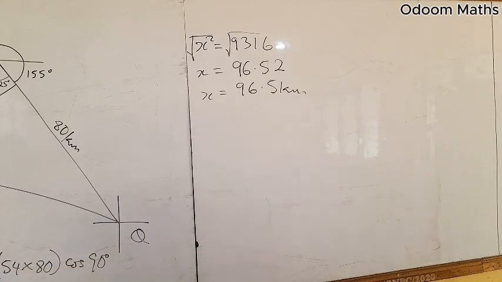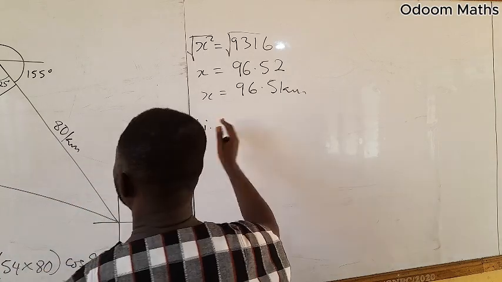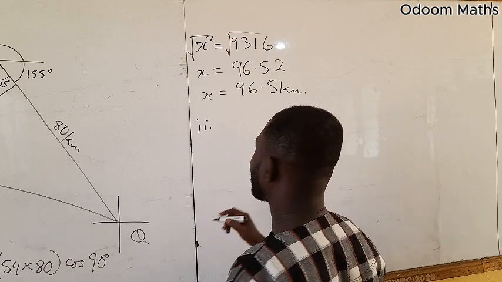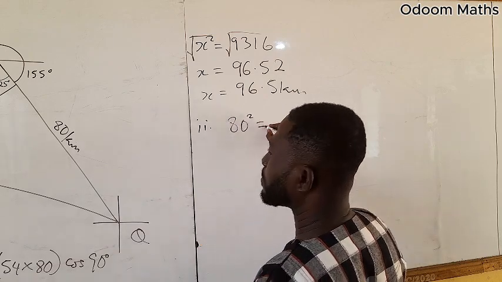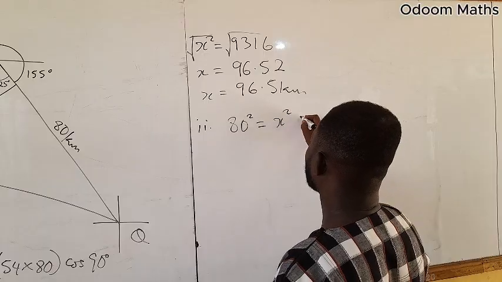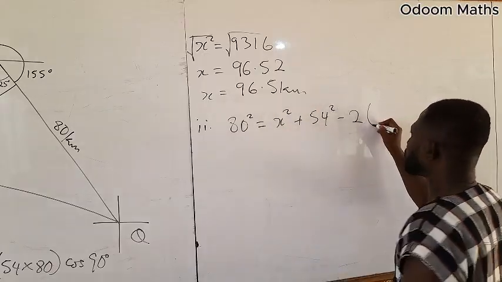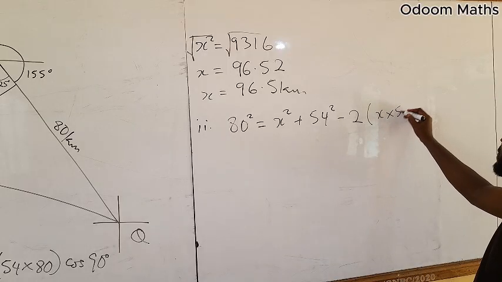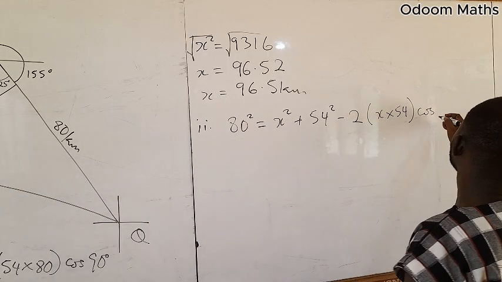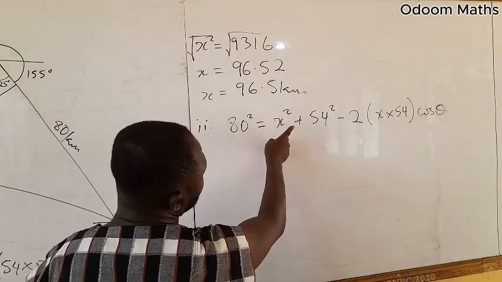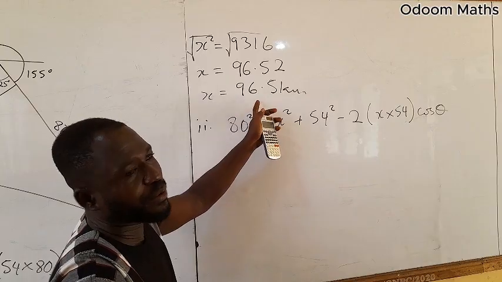So let's look at the bearing. The second one, the bearing of Q from R. I'm using the cosine rule to get the angle. Now, 80 squared is equal to x squared plus 54 squared minus 2 into brackets x times 54 cos theta, because theta faces 80. So cos theta. We know x to be 96 point something. Please, we don't use the final one, we use this one.